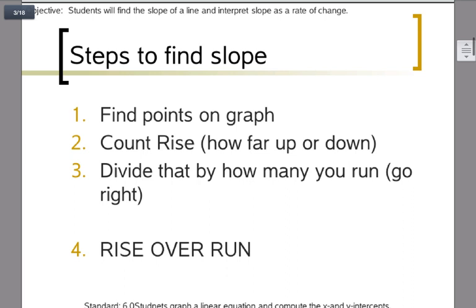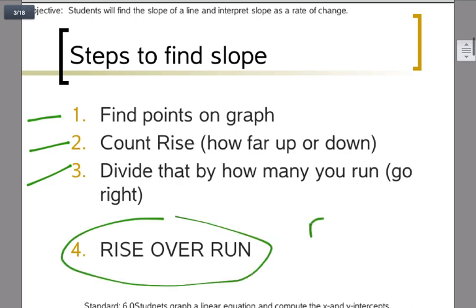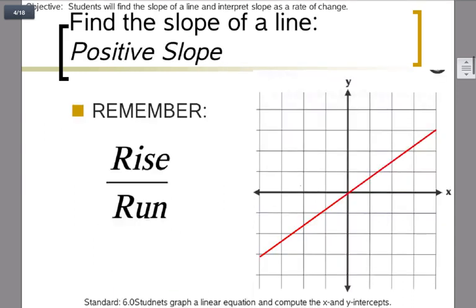There's 4 steps to find slope, and these are the steps. So we find the points on the graph, we count the rise, divide that by the run, and the formula is rise over run. And by that I mean this way, rise over run. So let's look at that in an application. So here's a formula, rise over run.